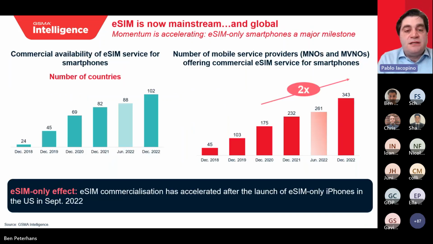Next slide, please. Then eSIM. eSIM is entering the market, is now mainstream, and is a global trend. Momentum is accelerating after the introduction of eSIM-only iPhones in the US. We can see that from the number of countries that are making eSIM service commercially available to customers, which is now more than 100, and also the number of operators supporting commercial eSIM service for smartphones, which is now higher than 300. So what does eSIM mean for network settings? Because in the future there will be a proliferation of devices that have eSIM technology. That means that the network settings are important to make sure that these devices can use networks and consumers can get the benefits of eSIM.